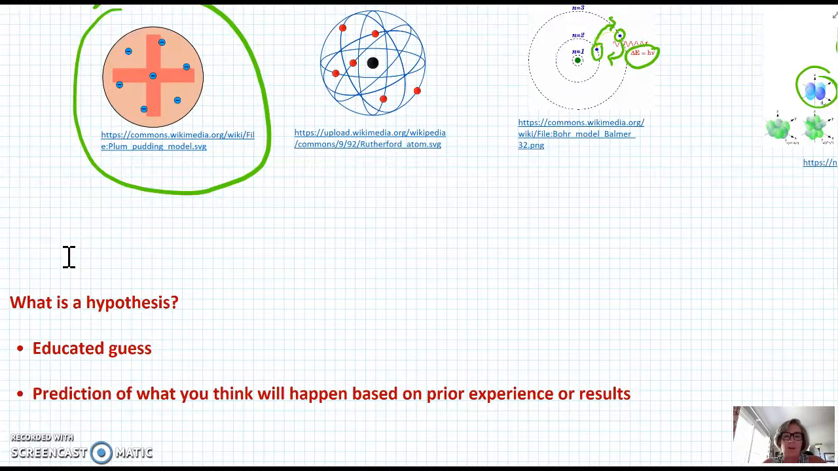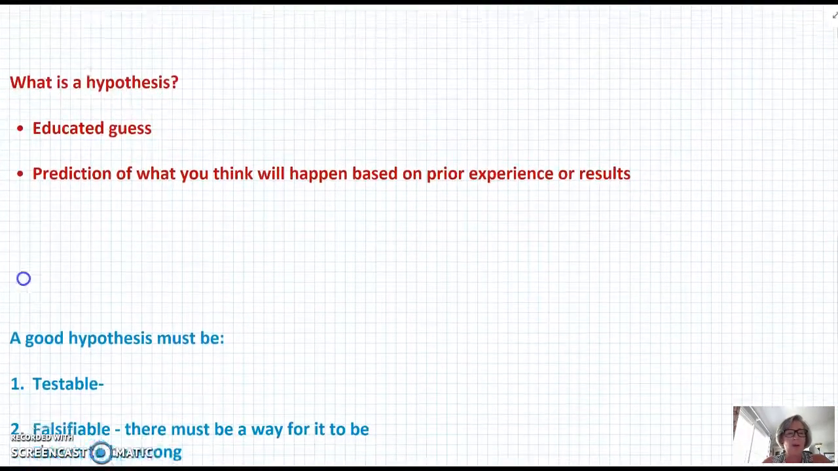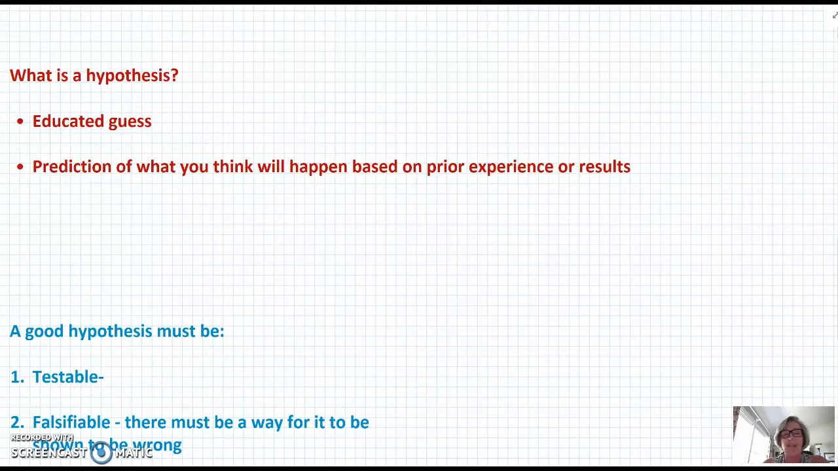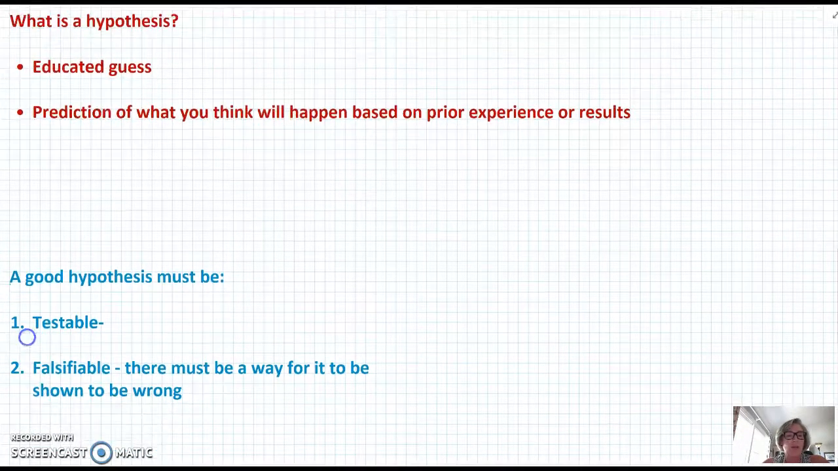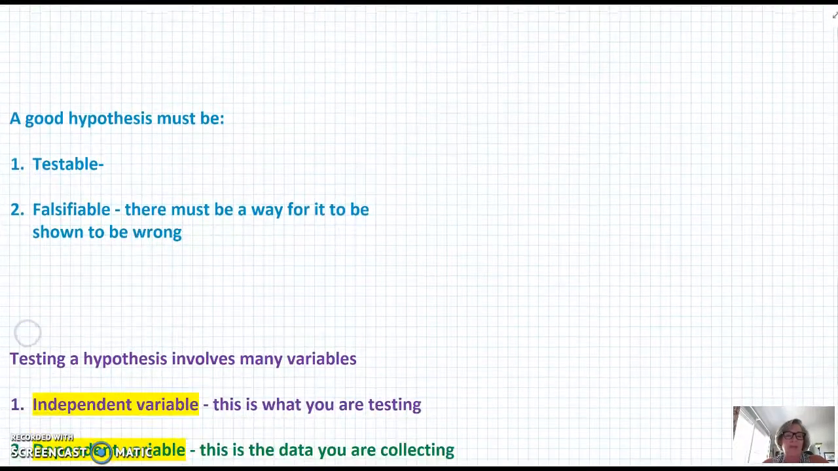Each of those previous models of the atom were based on the previous data. They were an educated guess for what the atom looked like based on what scientists knew at the time. Now, in order for a hypothesis to be considered a good hypothesis, it has to be testable. There must be able to be an experiment designed to test this hypothesis, and that experiment must be able to show in some way that it could be falsifiable. There has to be a way to test this and for it to be wrong. A good hypothesis also should lead to more hypotheses and more testing.